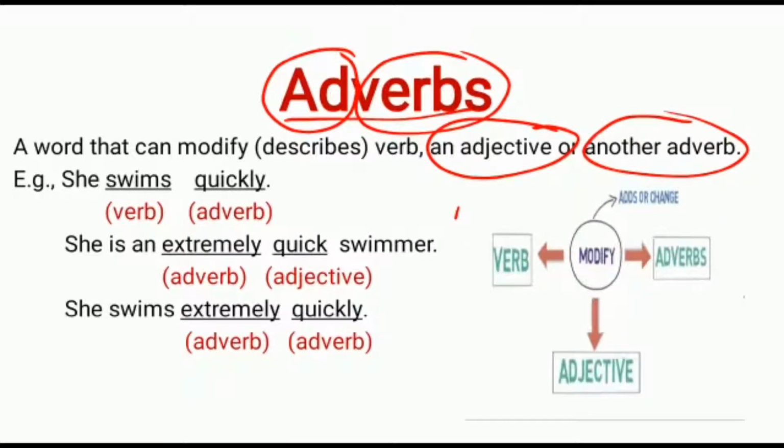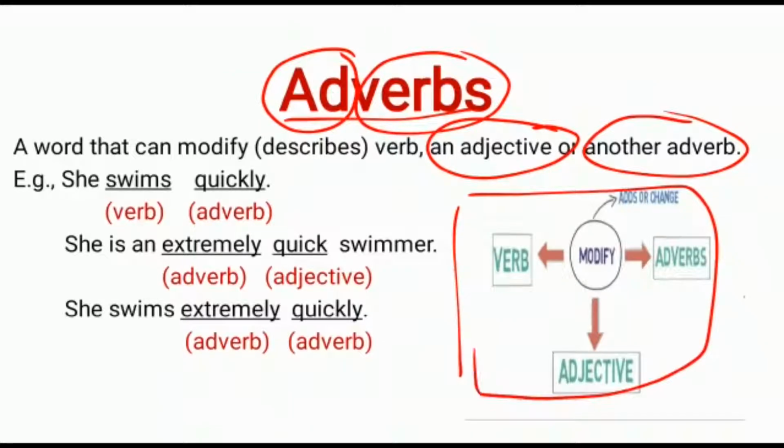You will be able to remember this with the help of this picture. Now, let us understand this with the help of these three examples. She swims quickly. Here, swims is a verb and quickly is a word which is describing the action swim. And that is why the adverb quickly is modifying a verb here in this example.